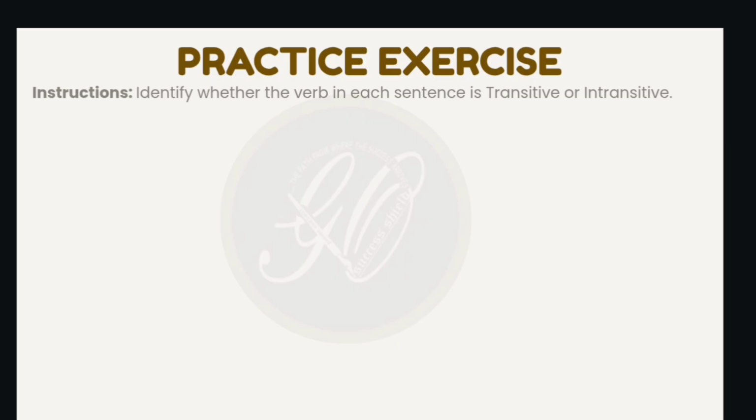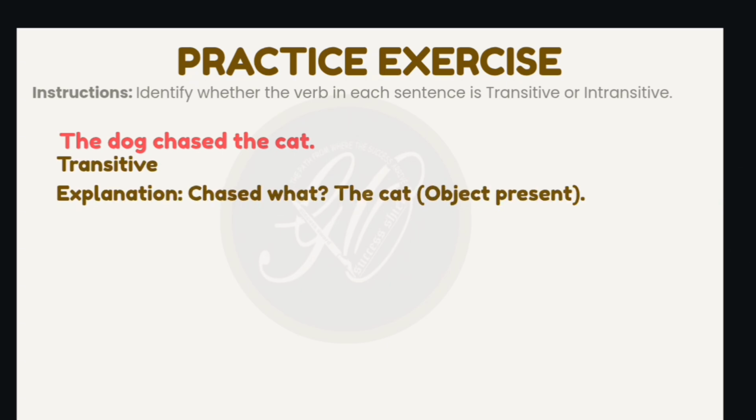Now let's practice a few sentences and check whether we have thoroughly understood the topic of transitive and intransitive verbs. The first sentence, the dog chased the cat. If I ask what, the answer is cat. The object is present there. So the verb is transitive.